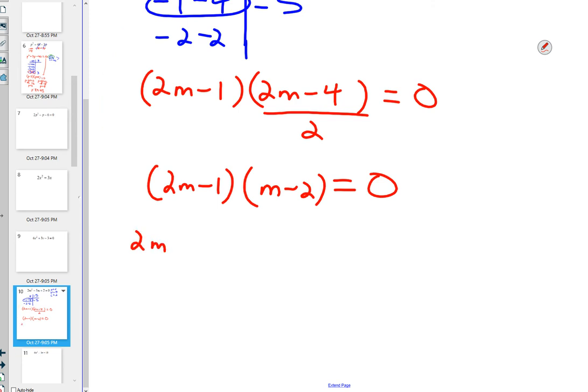So now let's just make each factor equal to 0. 2m minus 1 is equal to 0. m minus 2 is equal to 0.